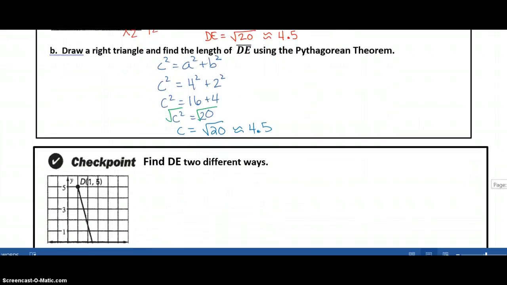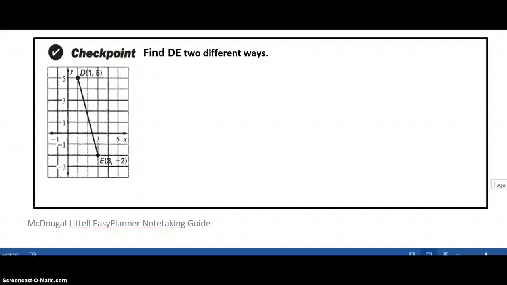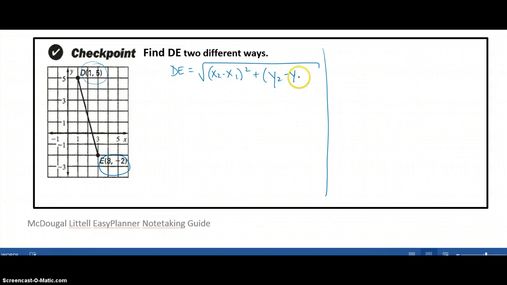Okay, on to the checkpoint. Find DE 2 different ways. So, we have learned that we can, given 2 points, plug them into the distance formula. And we have also learned that given a triangle, you can do the Pythagorean theorem. Both of which we can do from this picture.